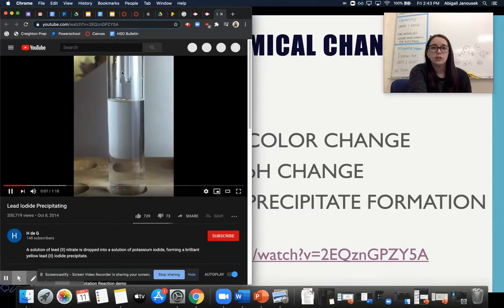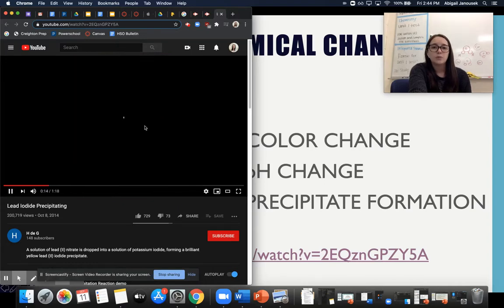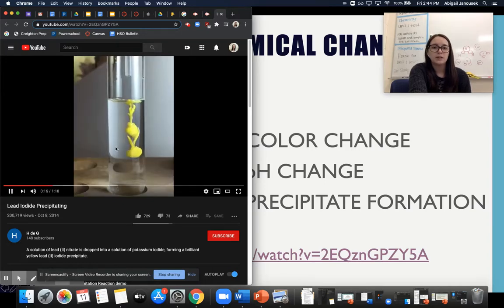So right here, I'm going to add my lead(II) nitrate, and it's dropped into some potassium iodide. It forms a precipitate right here. This is my precipitate.